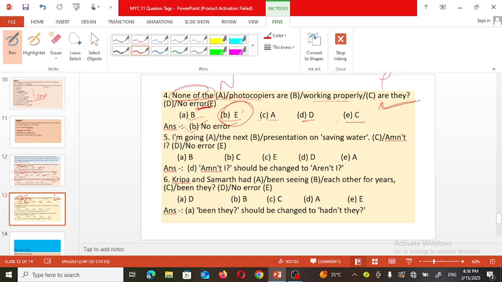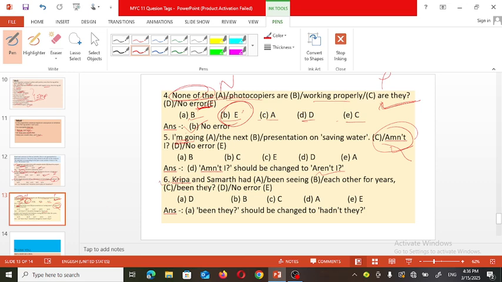Next statement: "I am going to the next presentation on saving water." "I am": a positive sentence, so the question will be negative. "Amn't I" is written here, but it is wrong. Instead of "amn't", we have to use "aren't I?"